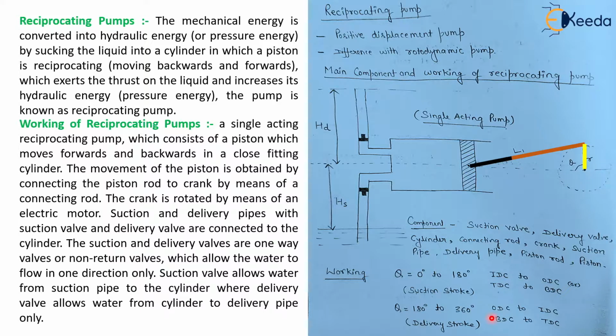Then there will be a delivery stroke. In that case, the piston will move from the outer dead center to the inner dead center, or you can say bottom dead center to top dead center if it is a vertical one. So this one is the delivery stroke. In a reciprocating pump, during the suction stroke, fluid will enter into the cylinder, and during the delivery stroke, fluid will be discharged from the delivery pipe. This is the working of a reciprocating pump.